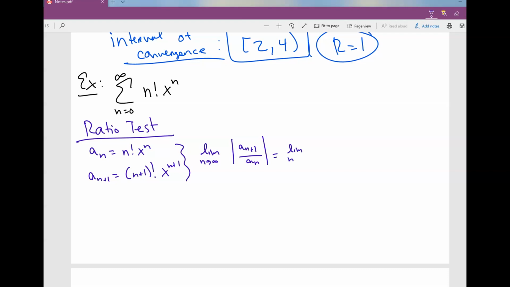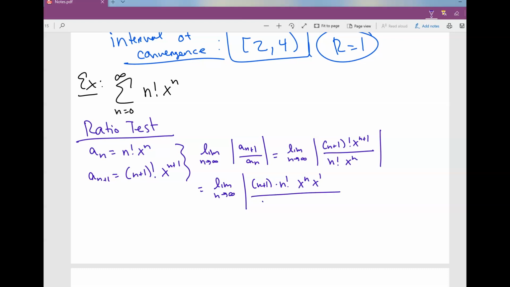So this is the limit as n goes to infinity. A sub n plus 1 is going to be n plus 1 factorial x to the n plus 1, and on the denominator is n factorial x to the n. The top part we can rewrite as n plus 1 times n factorial, then x to the n times x to the first power. On the bottom, n factorial and then x to the n.